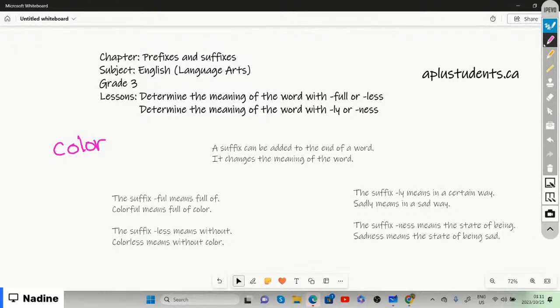But as soon as we add the word full to the word color, because color is our base word, so now we add full at the end of that word, then the word becomes colorful. Which means that it is full of color. So it is colorful, and colorful means that it is full of color.